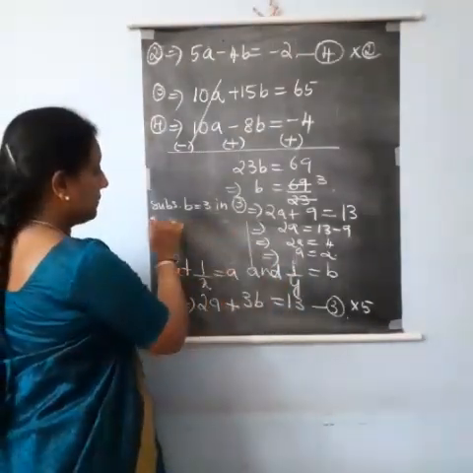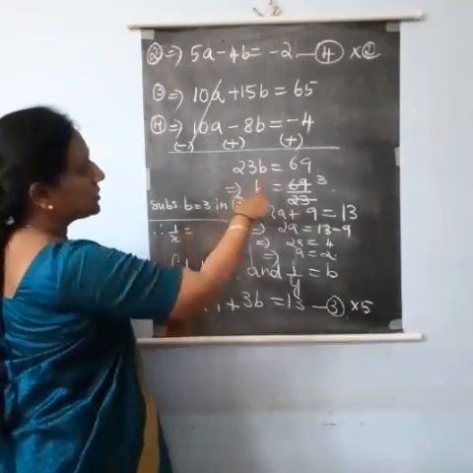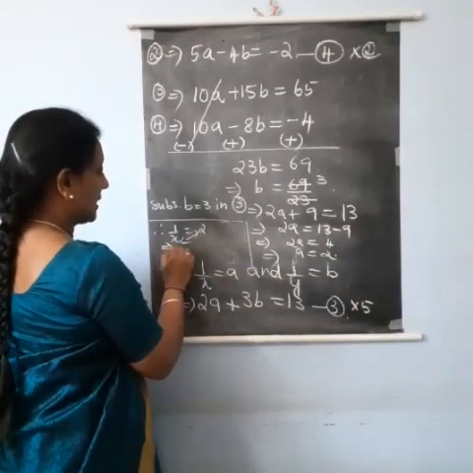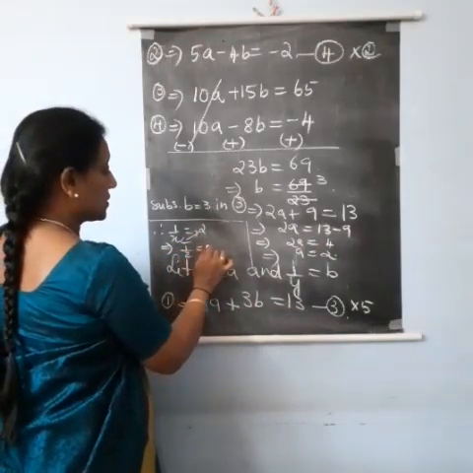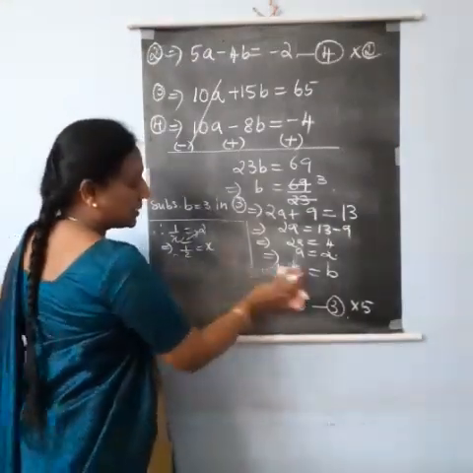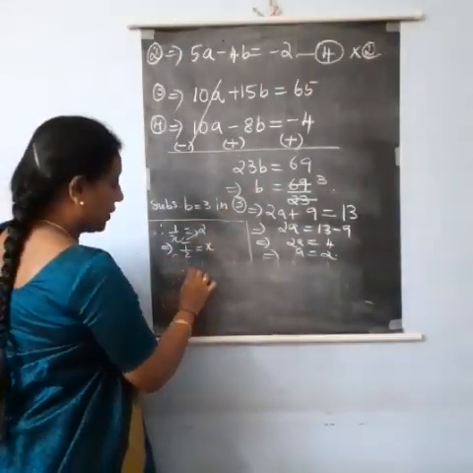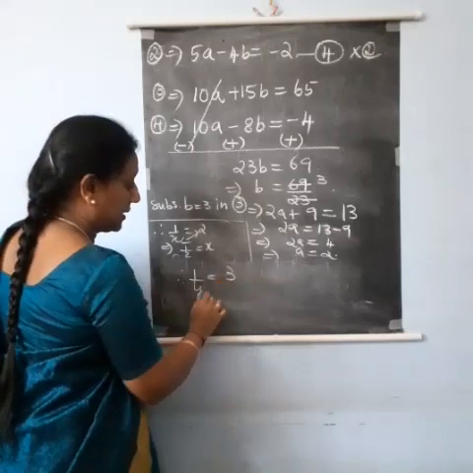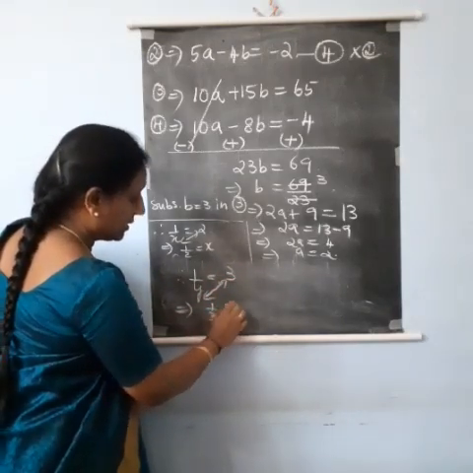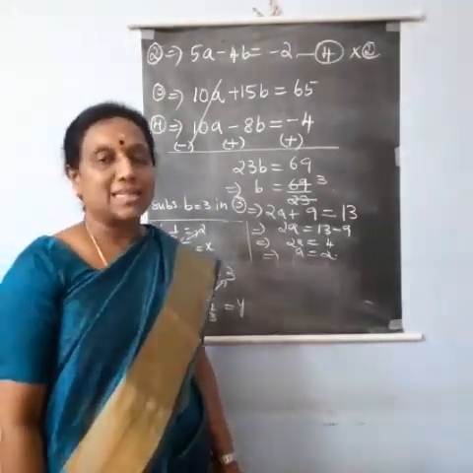So what will that be? Therefore 1 by x is equal to, what is my a? A is 2. So when I cross multiply, that implies 1 by 2 is equal to x. Correct? Then what will b be? B is 3. Therefore 1 by y is equal to 3. So when you cross multiply, what will you get? You will get 1 by 3 is equal to y. So I have solved the equation for x and y.